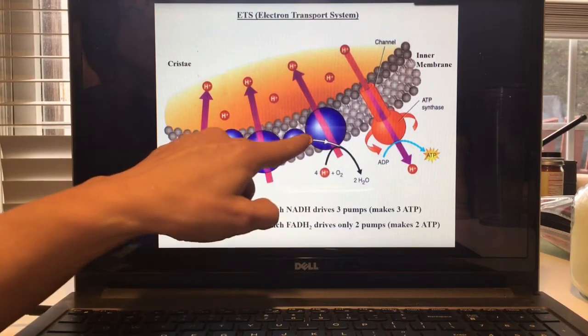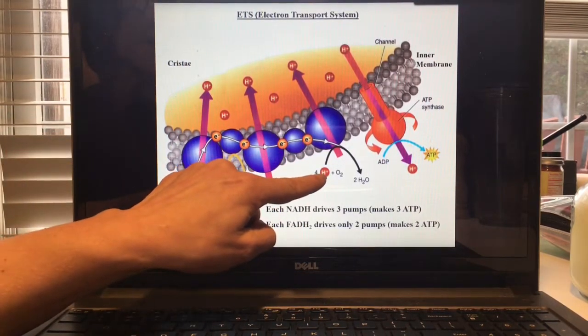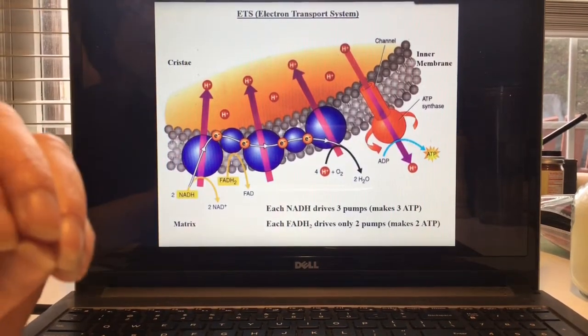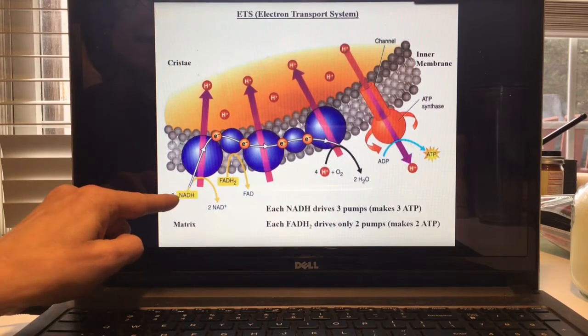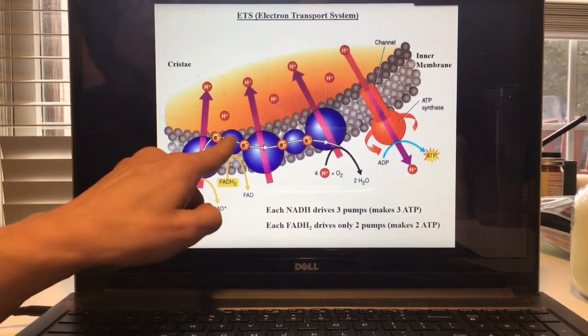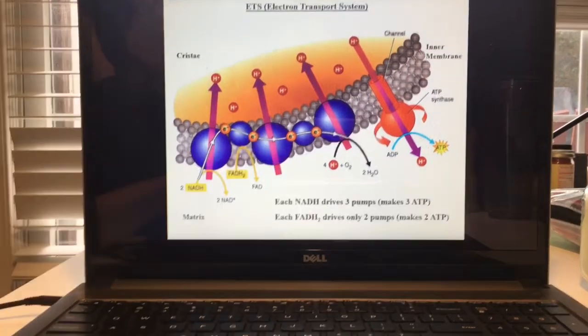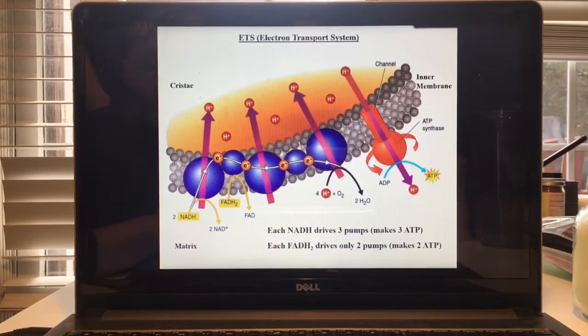Oxygen is often referred to as the final electron acceptor and sometimes referred to as the final hydrogen acceptor, although probably less often. FADH2 does not have as much energy as NADH, and FADH2 actually skips the first enzyme and starts at a later point in the electron transport chain, and so therefore can only power 2 proton pumps.